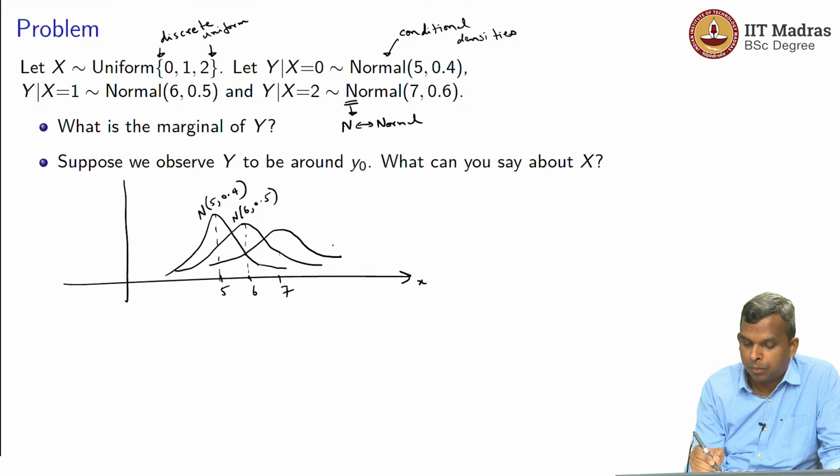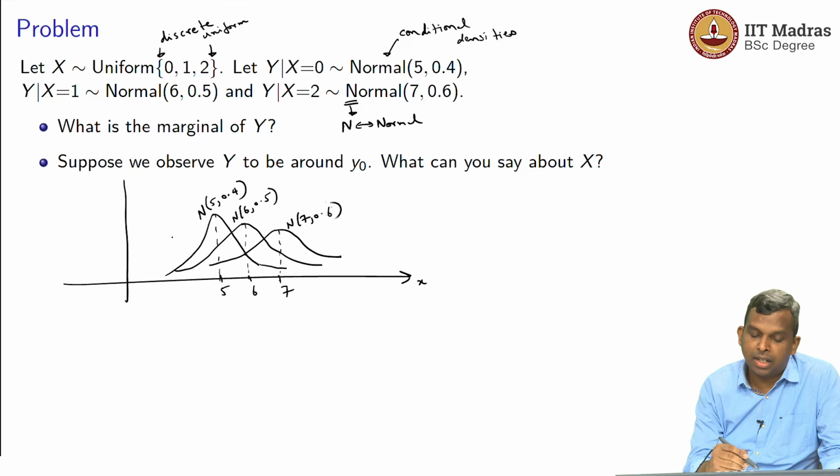So this is normal 7 comma 0.6. Each of these is the conditional distribution of y given x became 0, x became 1, and x became 2, sort of like the sepal length if you want. So these are the different distributions. I shouldn't say this is x, this is y, I'm sorry. So y given x equals 0, 1, and 2.